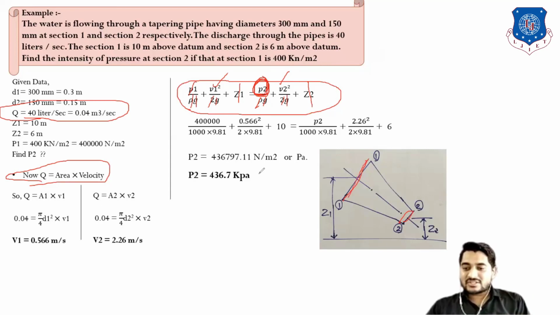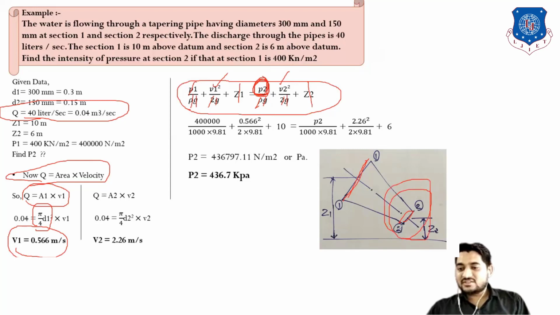So for cross section number 1, discharge Q is equal to area into velocity. This is a circular pipe, so discharge Q is 0.04, area is pi by 4 d1 square, and velocity V1. By this equation we can find V1, and in a similar way for cross section 2 we can write Q is equal to A2 V2. So we can find V2 is equal to 2.26 meter per second.